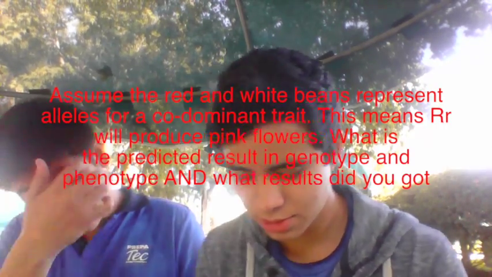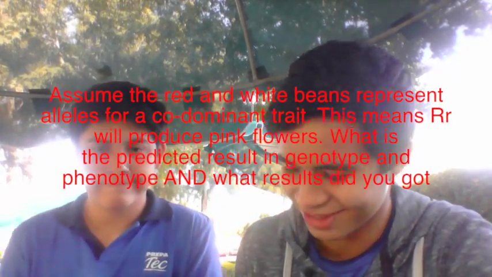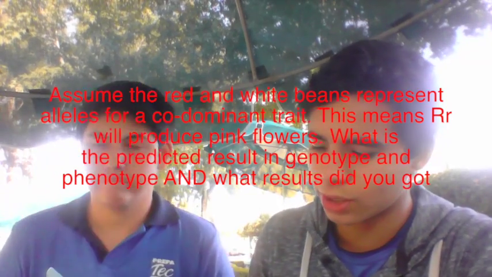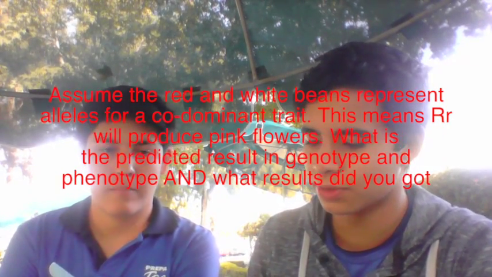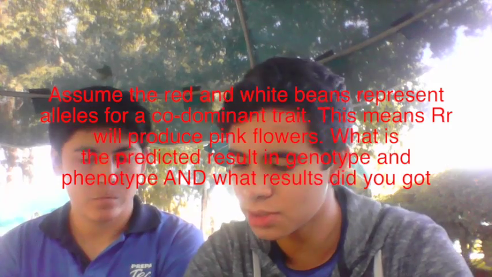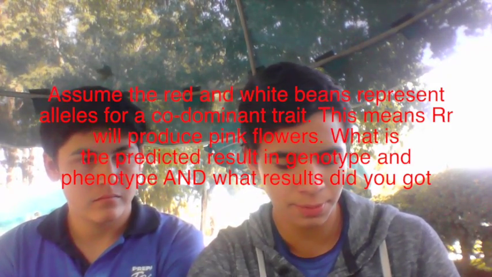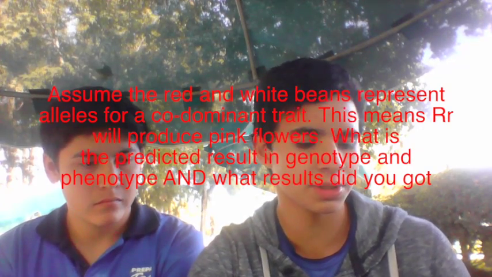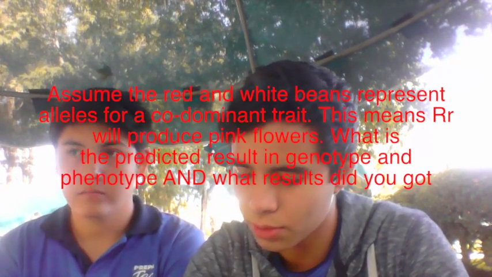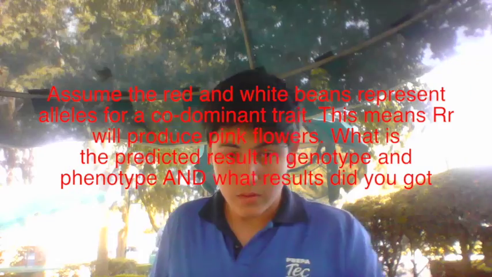For your last question, assume the red and white beans represent alleles for the codominant trait. This means RR will always produce pink flowers. What is the predicted result in genotype and in phenotype? And what results did you get?